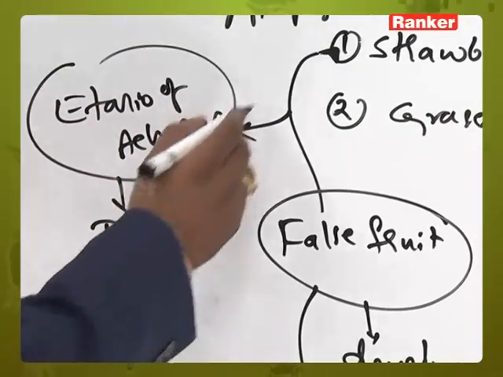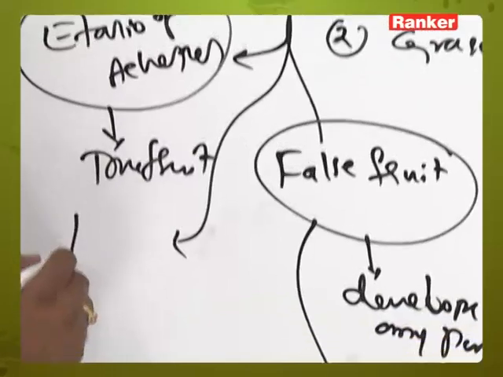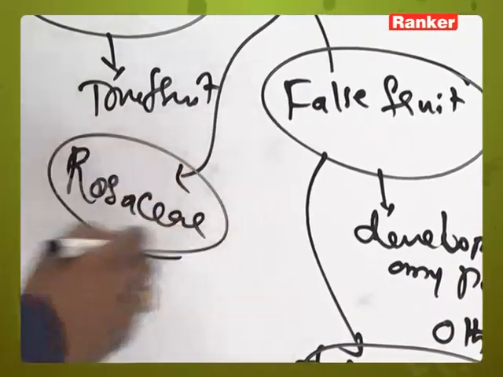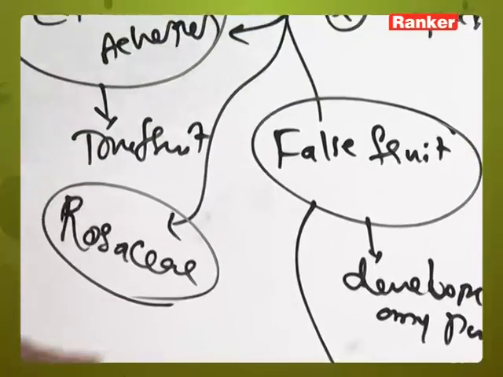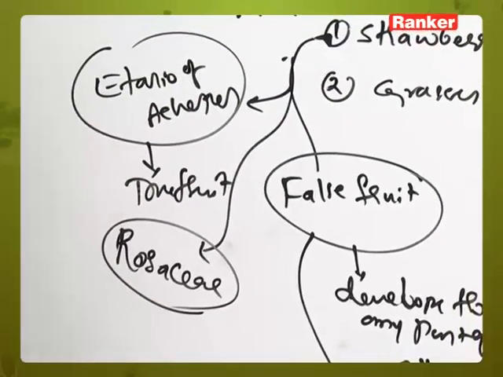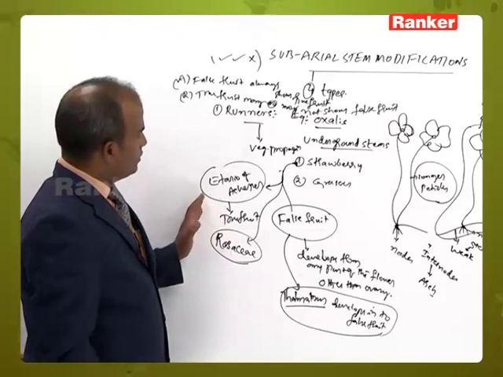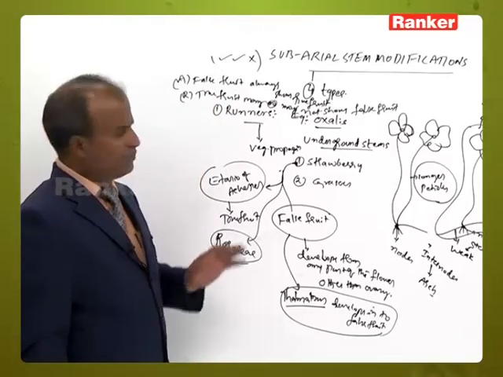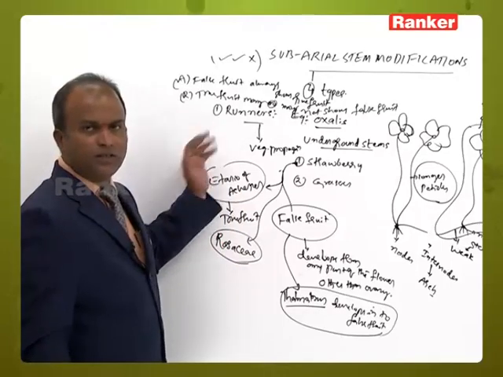Strawberry belongs to which family? It belongs to the family known as Rosaceae. So this is about the explanation of runners. We have completed runners.